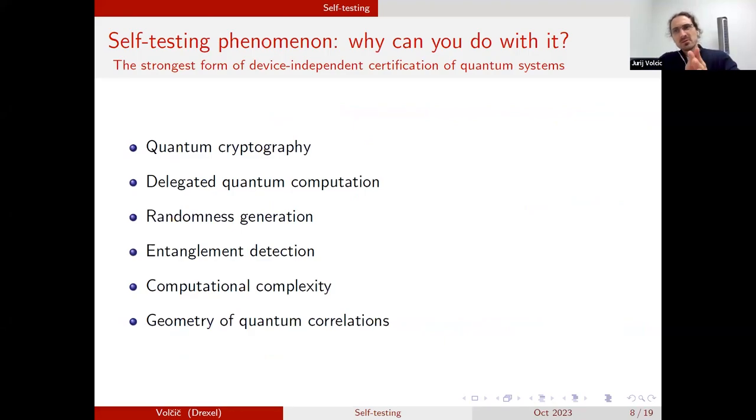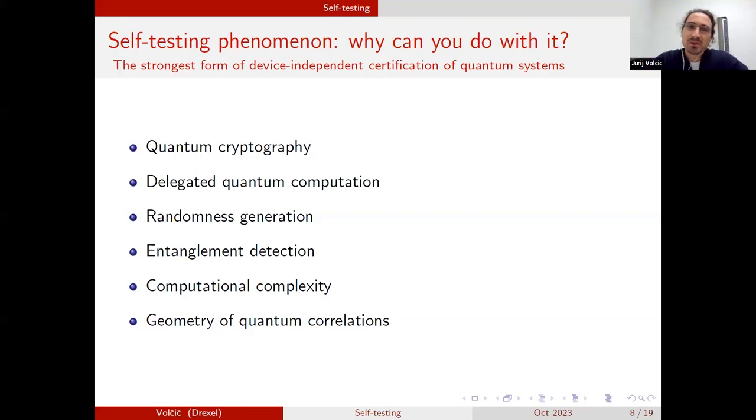Now, since then, there was a whole lot of work done on self-testing, on figuring out what can be self-tested. And that's because it's the strongest way of device-independent certification, because you really don't ask much, right? You ask for no communication between devices and you ask for quantum theory to be valid, and then you can deduce. If you have a self-tested model, you can use the correlations to deduce what the model is. And this has been widely used, right?